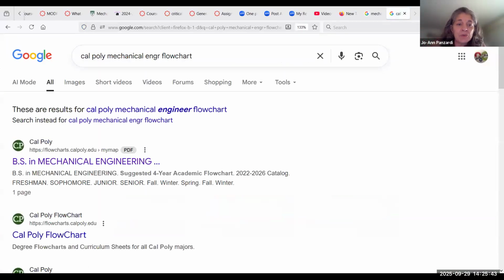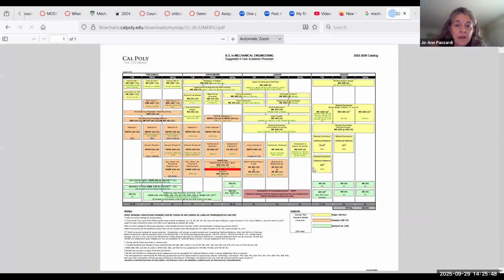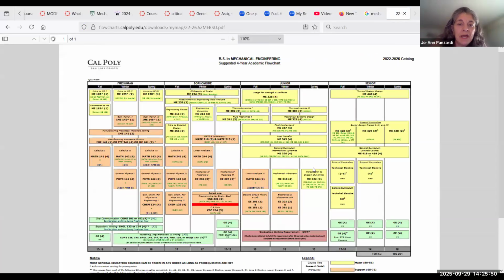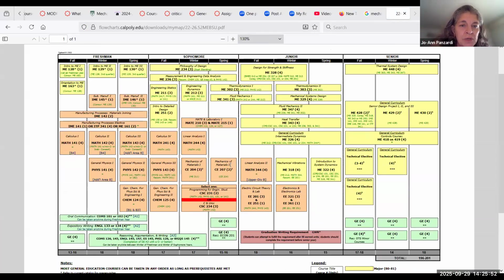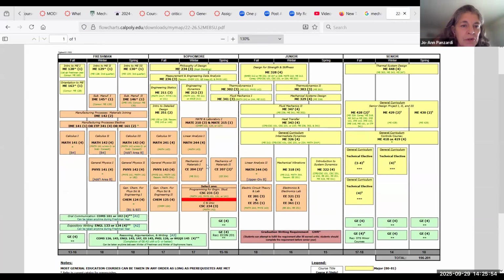I could do this with any school. And here, sure enough, it's the first link. Here is what students would take in their first 2 years at Cal Poly. So they're taking, let me think, this is Engineering 12. This is all the math. This is the 3 physics courses. This is Engineering 40.